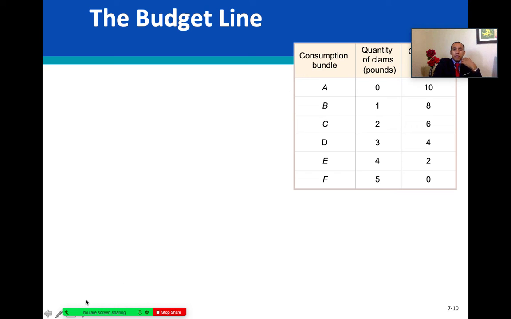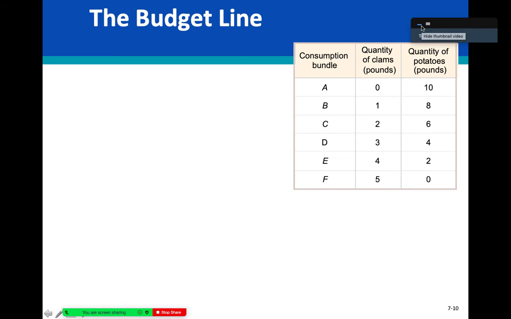So let's look at our potential budget bundles. We already saw we can buy up to 10 potatoes, given that they are $2 each and we have $20. $20 divided by $2, then we can get up to 10 potatoes. Clams, we can buy up to 5 clams, given that they're $4 each. We have $20, and $4 clams times 5 units maximum gives us $20 to spend.